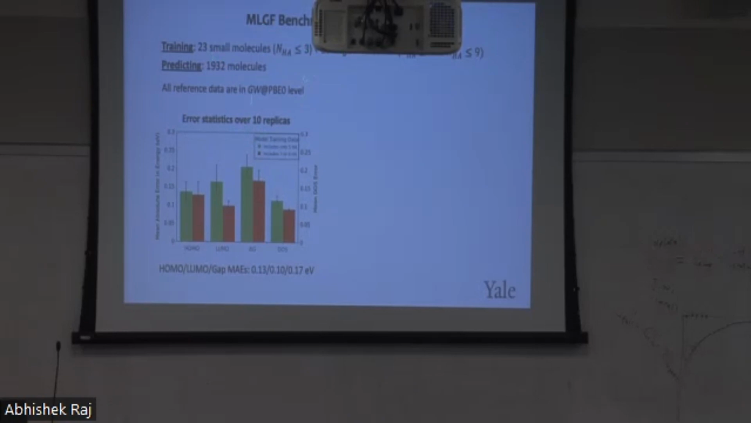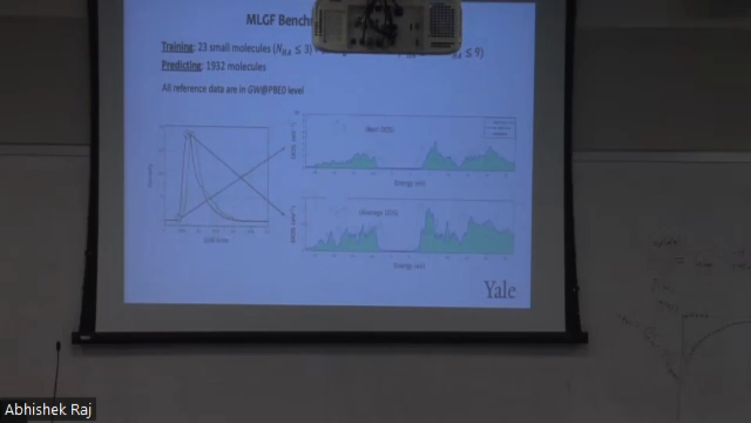And you see we have 48 molecules predicting around 2000. So we see that the HOMO errors are around 0.13 or 0.1 eV, and band gap errors are slightly larger, less than 0.2 eV. And I'm going to show you some DOS to finish this discussion.